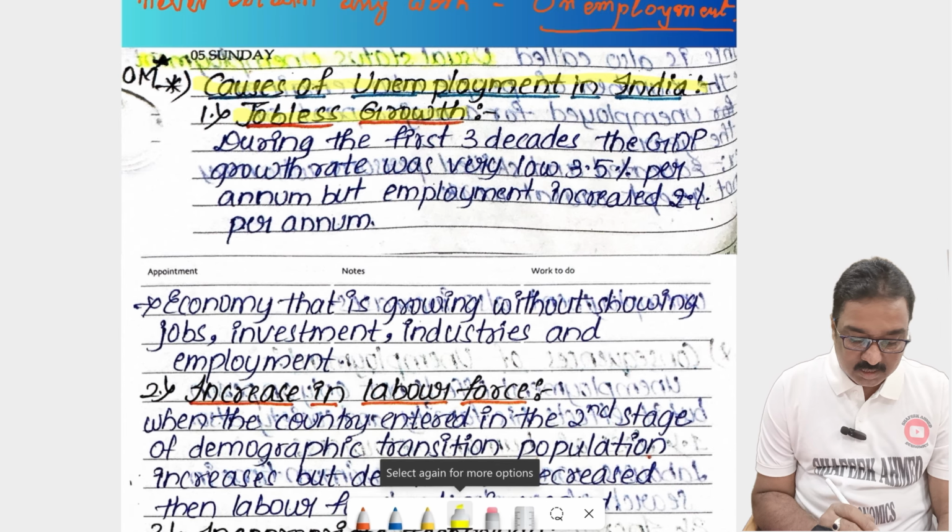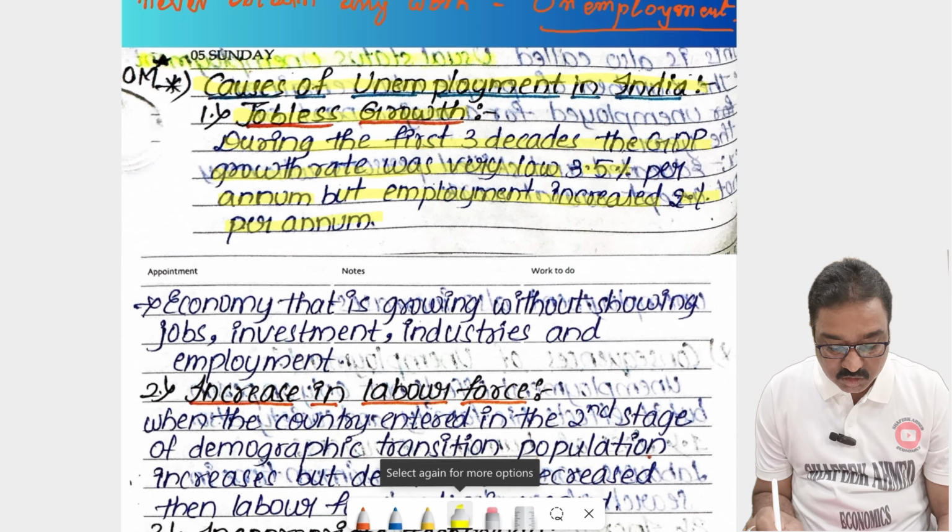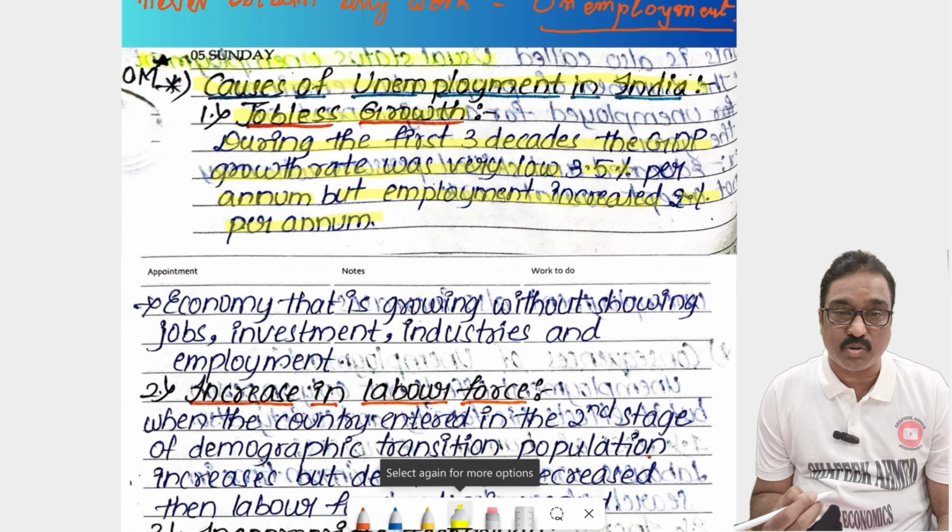You know that during the first 3 decades, the GDP growth rate was very low, only 3.5% per annum, but employment increased only 2% per annum. Jobless growth. Growth is nothing but production. Increasing the real output of the country is called growth. In our India, production and growth continuously increase, but that is not creating more employment opportunities.